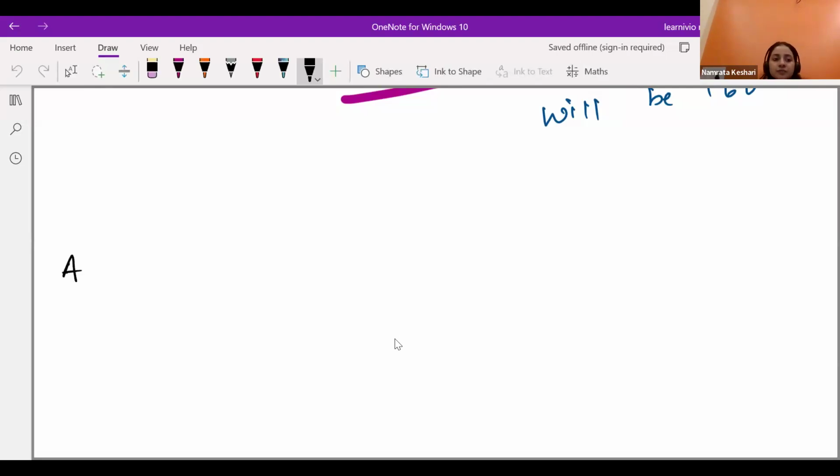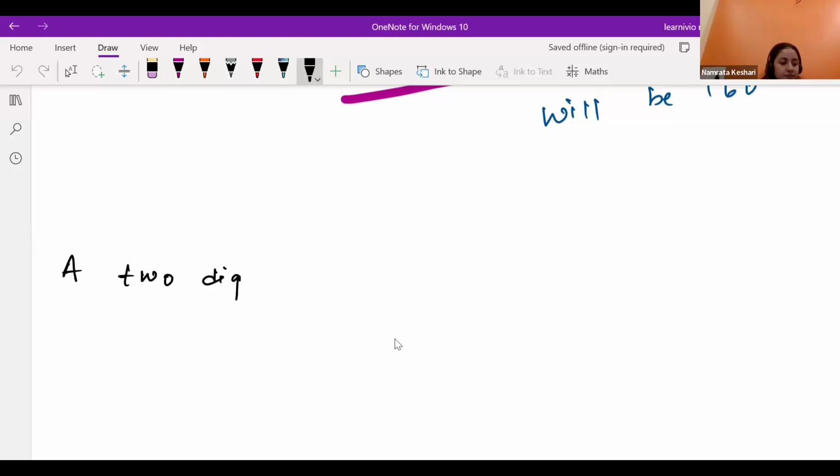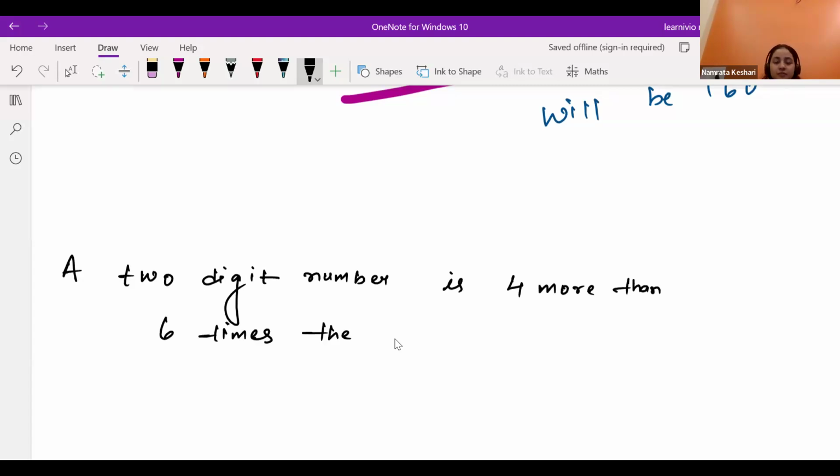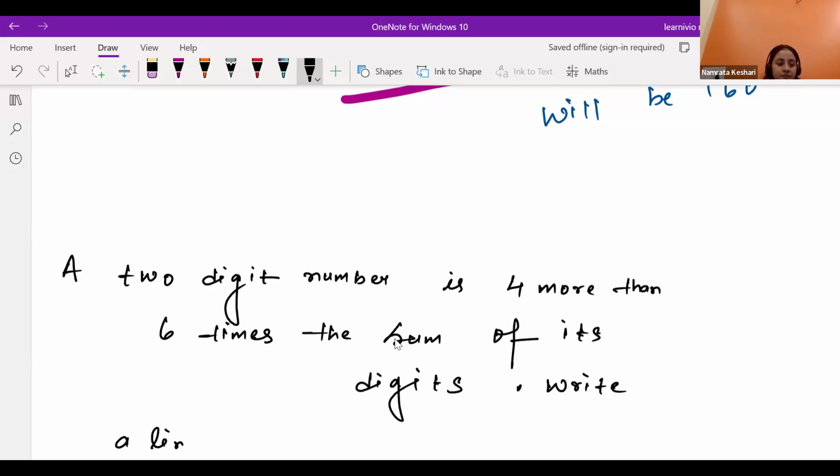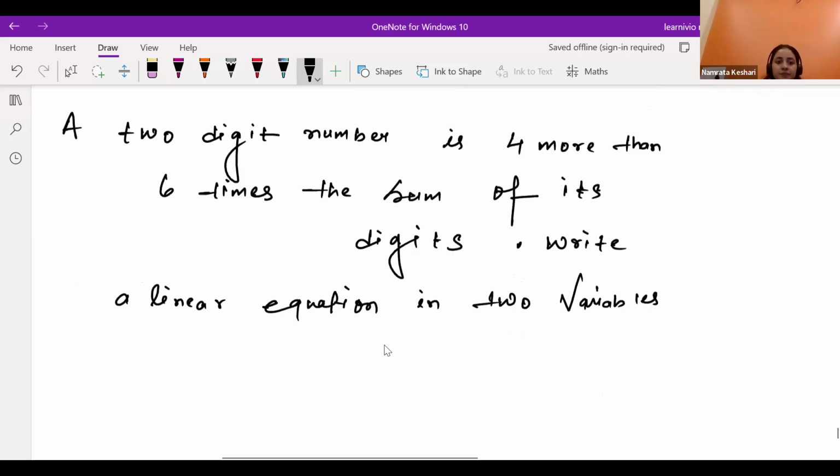A two-digit number is four more than six times the sum of its digits. Write a linear equation in two variables to express this statement. Please do it now.